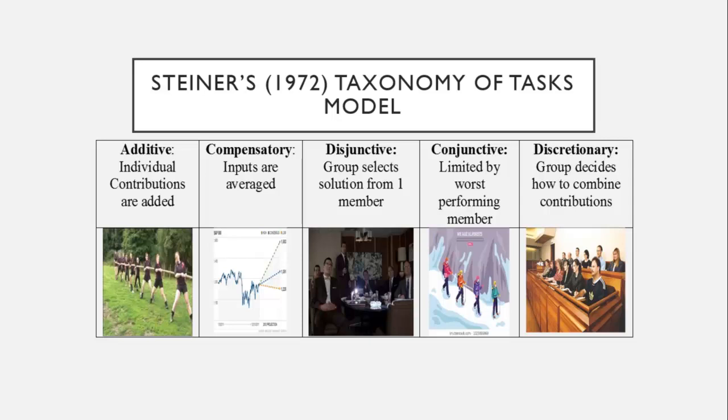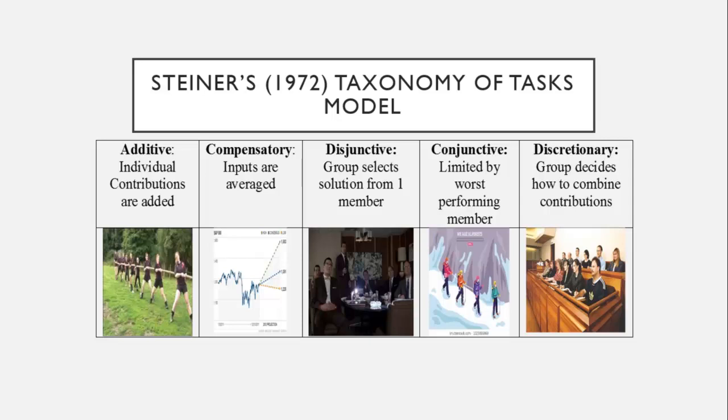task. Additive tasks allow members to contribute individually, and those individual contributions add together for a final great output for the group. For example, pulling a rope in tug of war. Compensatory tasks require group members to average their individual recommendations. For example, in money market forecasts. Disjunctive tasks involve a group determining a single solution for the entire group. For example, marketing campaign pitching.